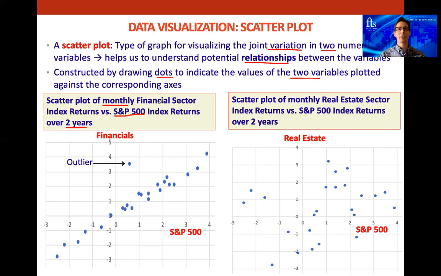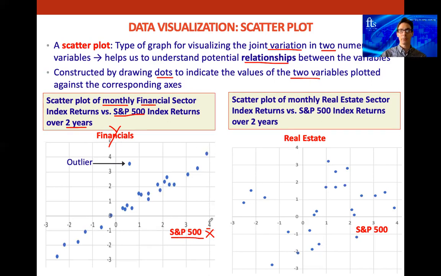So we can now compare how the financial stocks are doing against the S&P 500. The S&P 500 is along the horizontal, or the x-axis, and the financials are along the vertical, or the y-axis. So what we can see is that when the S&P 500 is doing 4% out here, then the financials are doing 4.1.